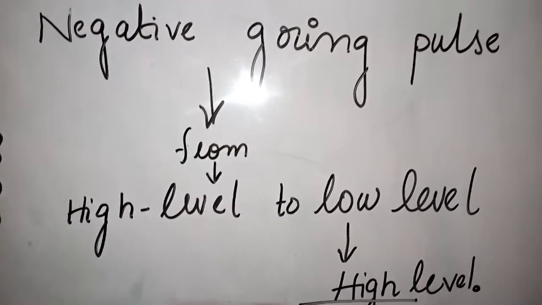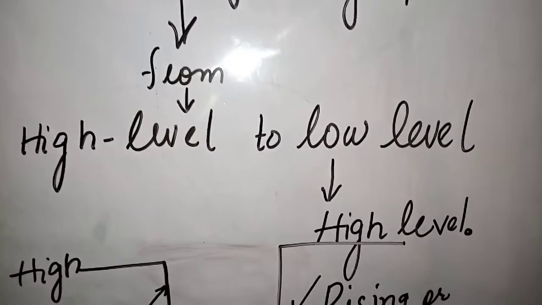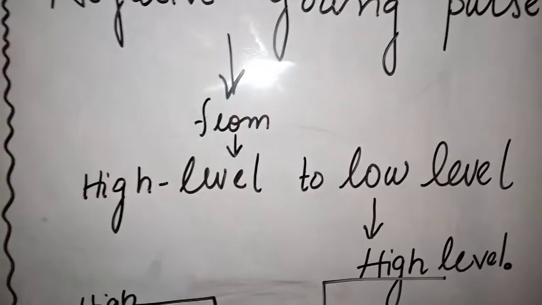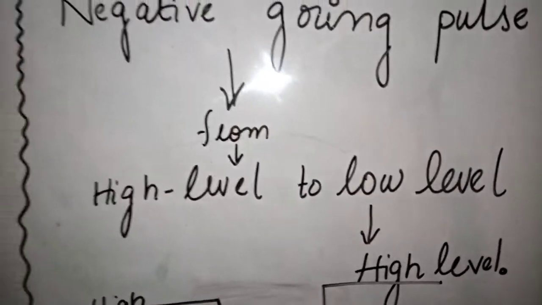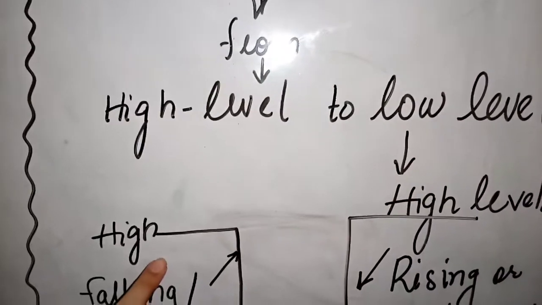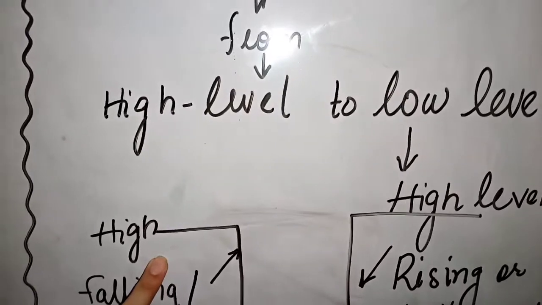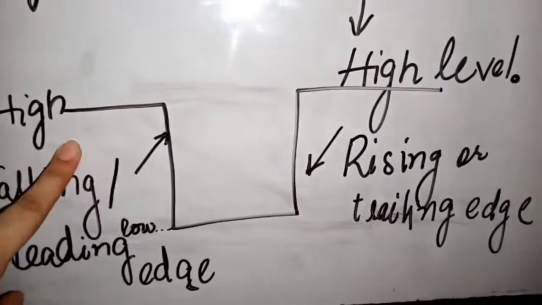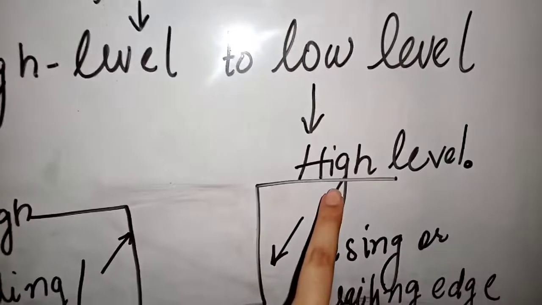Alright. Now come towards the negative going pulse: from high level to low level and then back to high level. So basically it's the reverse or opposite of the positive going pulse. So in this, the voltage or current comes from high level to low state and then back to high level.